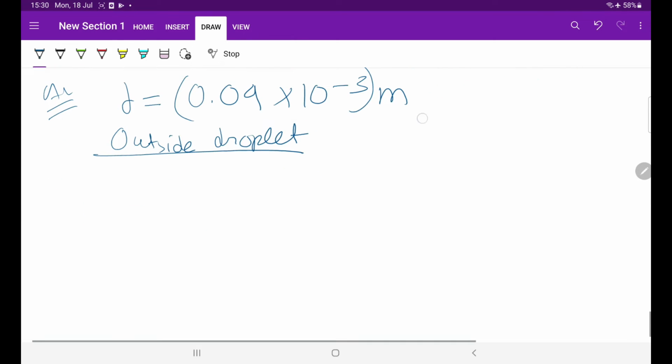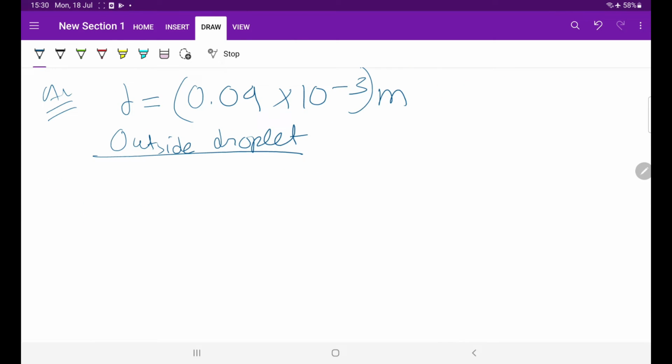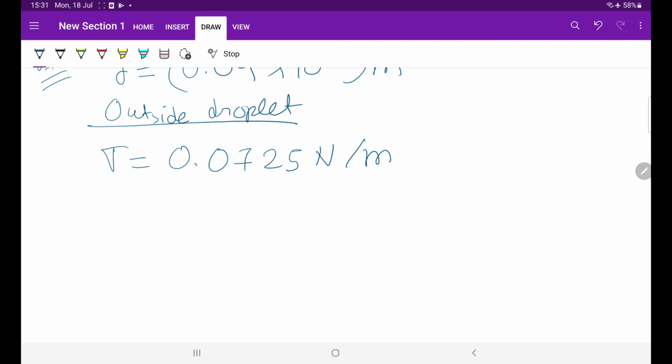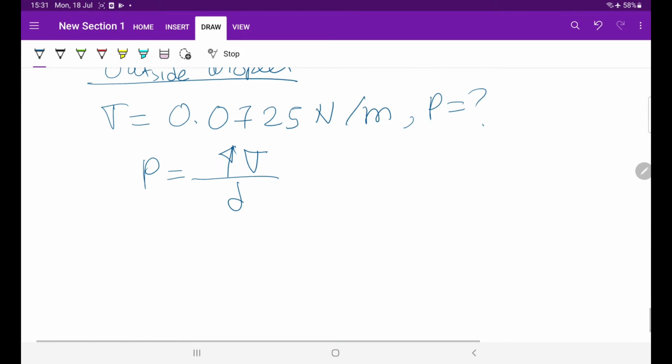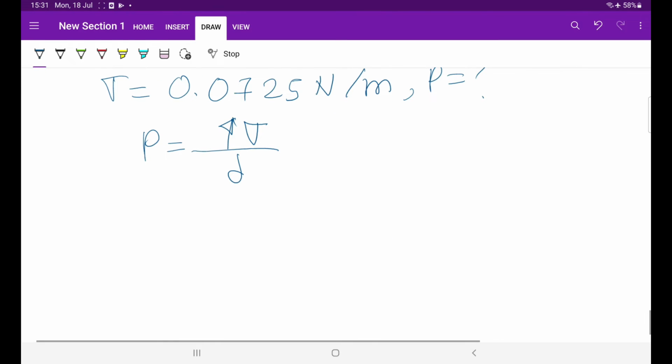So for the outside droplet, D will be the same. Outside the droplet, sigma is 0.0725 Newton per meter, which is given in the question, and D we know, and P is the question mark. So the normal formula for the droplet is P equals 4 sigma by D. Again revising: P equals 4 sigma by D for a normal droplet, 8 sigma by D for the hollow bubble, and 2 sigma by D for the jet, right?